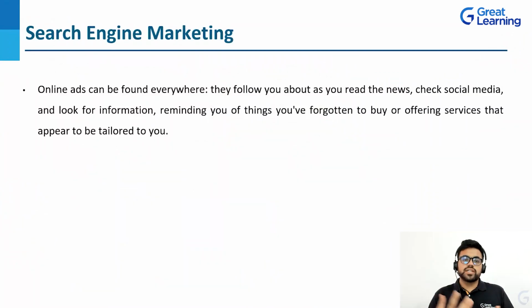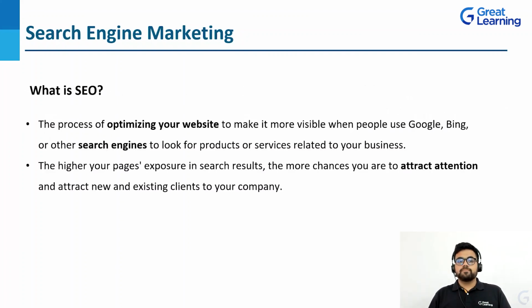Now, having said all this, search engine marketing refers to another term called search engine optimization. Now, what does this mean? This means the process of optimizing your website to make it more visible to the customers while using Google, Bing, or other search engines to look at the products and the services that the company is offering. The higher the page ranks, the more exposure those results get, and the more are the chances of attracting your loyal customers, and of making new customers for your company.